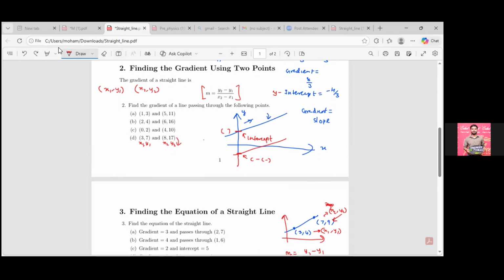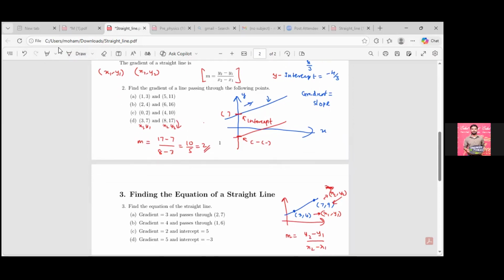So the gradient is y2 minus y1 over x2 minus x1, which is 17 minus 7. y2 is 17, y1 is 7, divided by x2 is 8, x1 is 3. So 10 by 5, which is 2. That's how you find the gradient of a straight line.